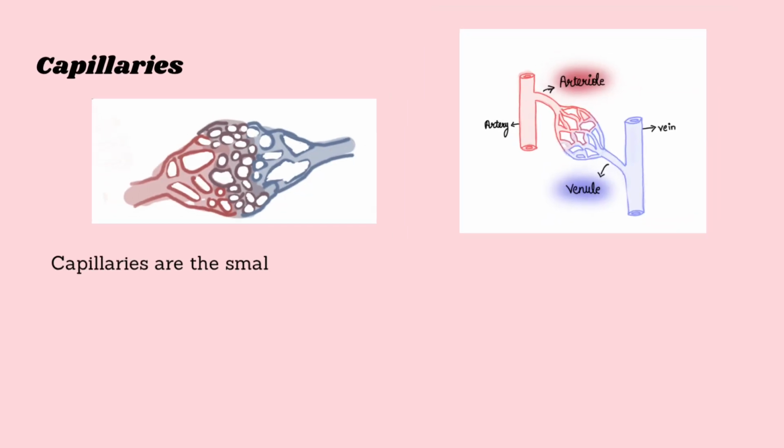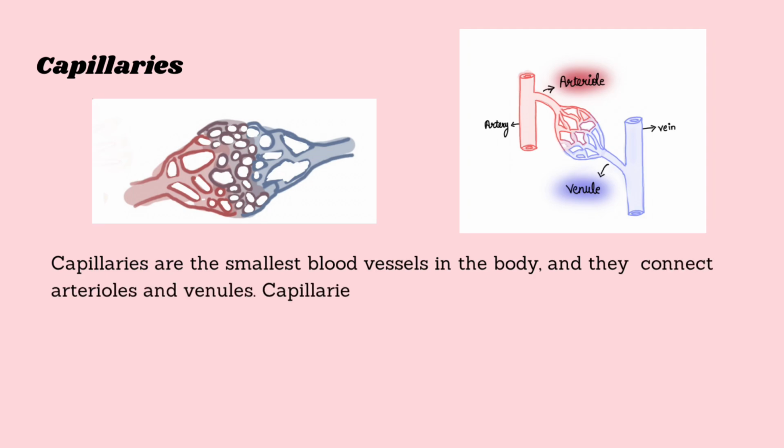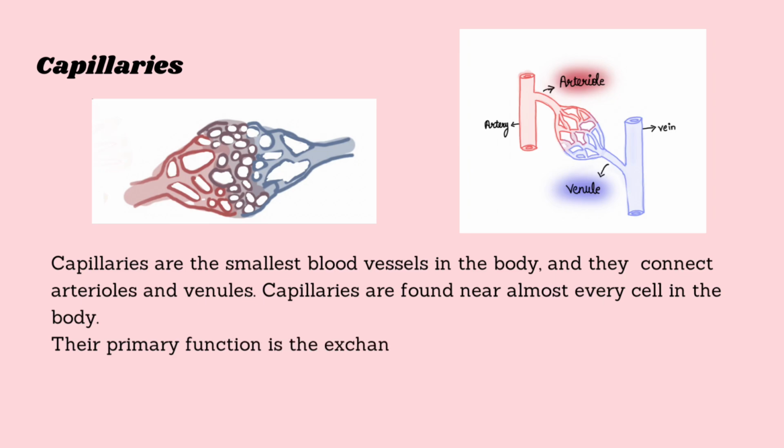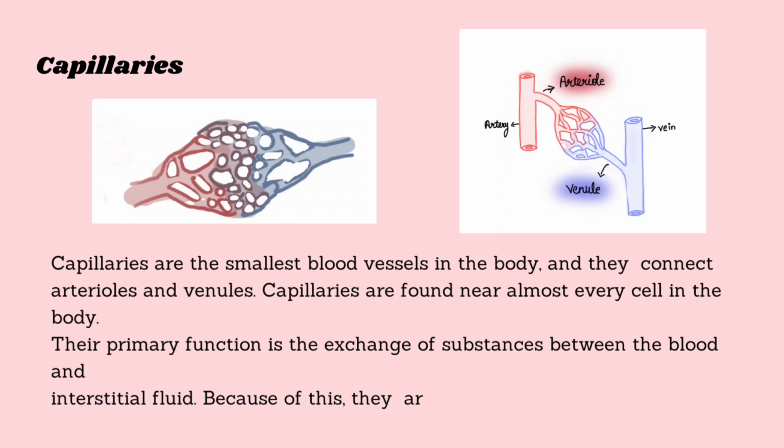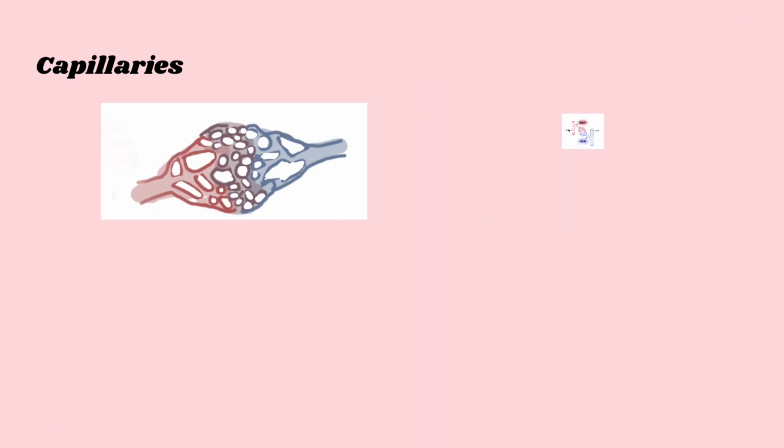Capillaries are the smallest blood vessels in the body, and they connect arterioles and venules. Capillaries are found near almost every cell in the body. Their primary function is the exchange of substances between the blood and interstitial fluid. Because of this, they are also referred to as exchange vessels.